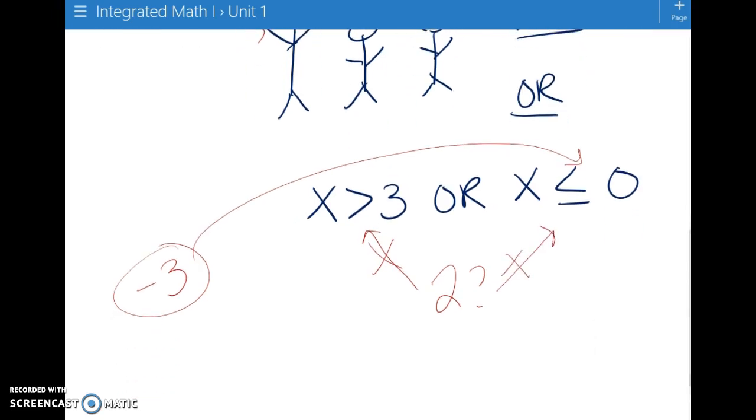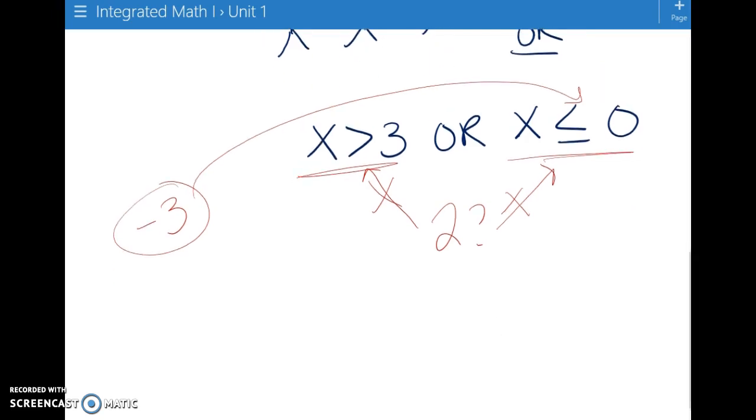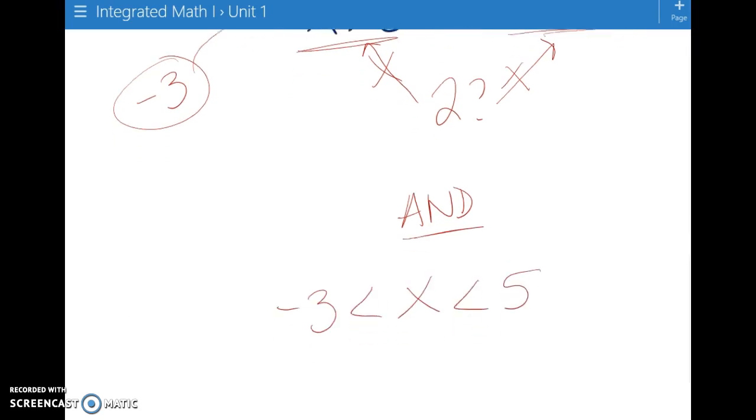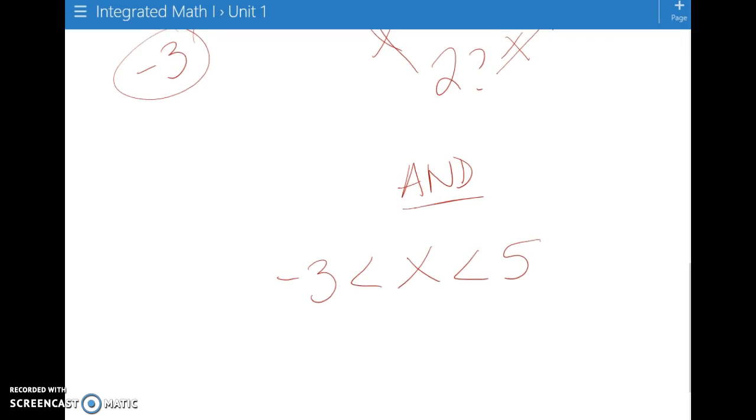So that's what a compound inequality does. It puts two restrictions on there, okay? So that's an example of an or inequality. Okay, what about an and one? And inequalities usually don't use the word and. It looks kind of like this. It would be negative 3 less than x less than 5. So it doesn't use the word and, but we can put it in there. So what does this say? X has to be greater than negative 3 and x is less than 5.